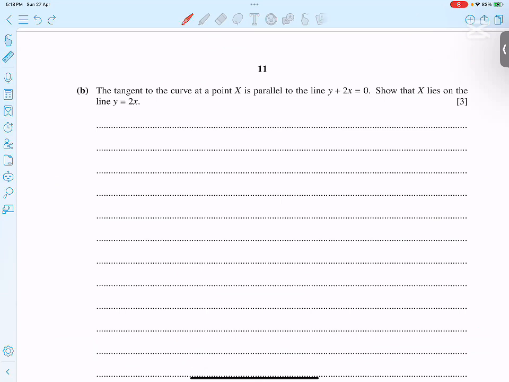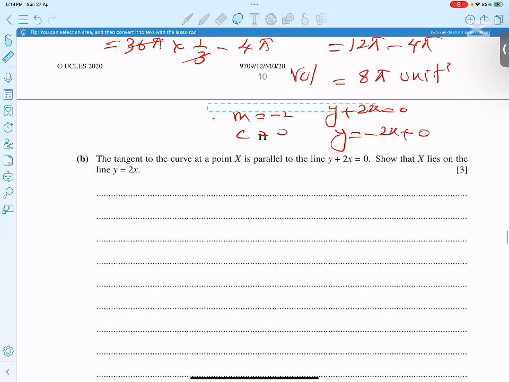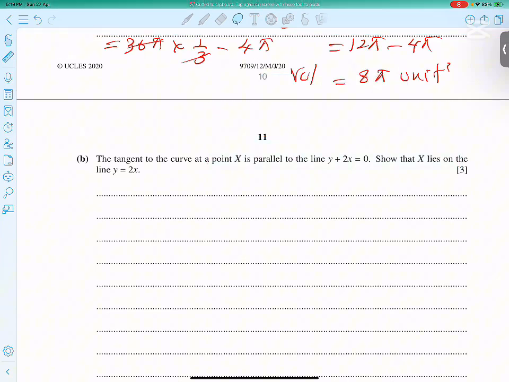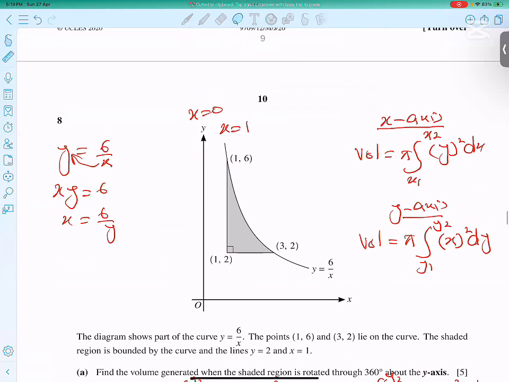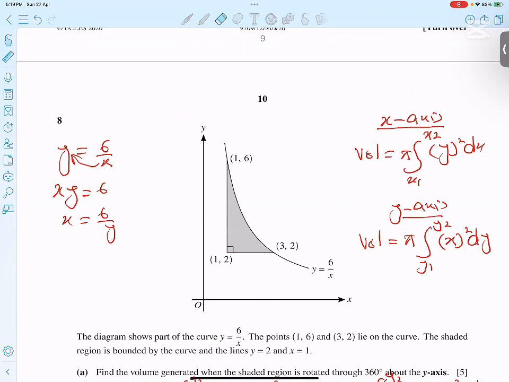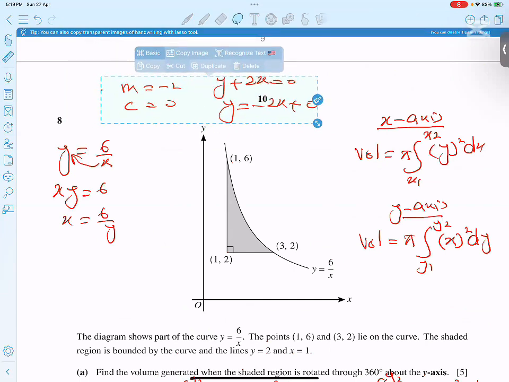This line y is this: y plus 2x is equal to 0. I bring on the other end negative 2x plus 0. What is this? Negative 2 stands for gradient. So m stands for negative 2 and the y-intercept is 0. So this data is very important. I just cut from here and bring it up. I'm just showing you here, then I can take help from here.